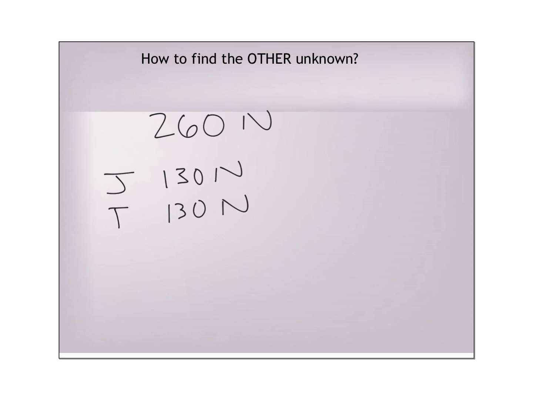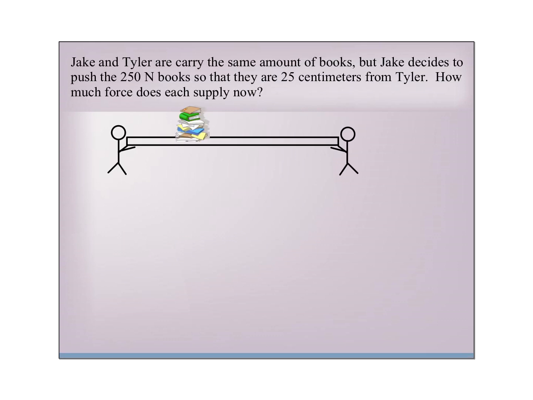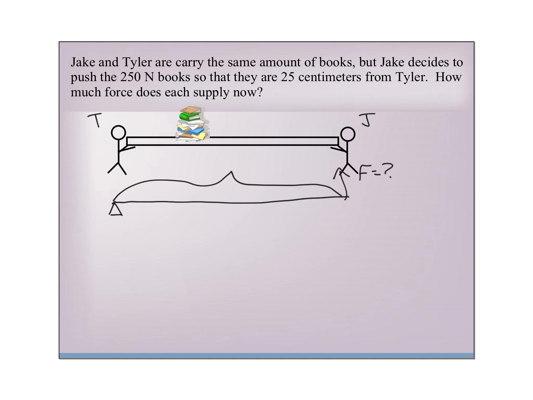So, bring us to the final one. Same two guys here, except we now have our books off center. It's the same setup. I'm going to start with Tyler as my pivot point on the left, Jake on the right. We're going to have his force up as our unknown, 1 meter away.